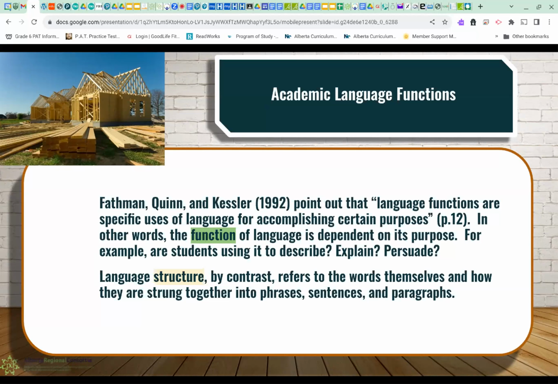And then also thinking about the language structures, the words themselves and how they're strung together into phrases, sentences, and paragraphs. Because if we go back to that academic language by discipline chart, we can see that words, phrases, sentences, and paragraphs are strung together differently, to a degree, depending on the discipline that we're in.